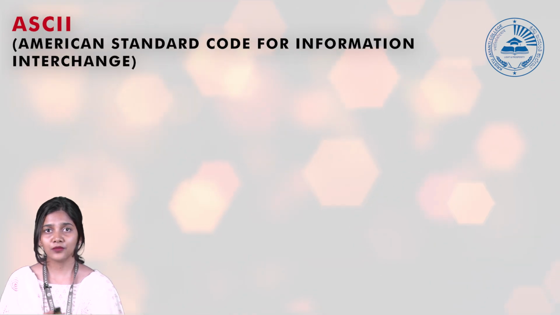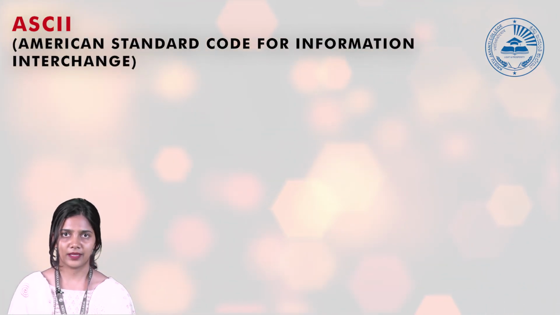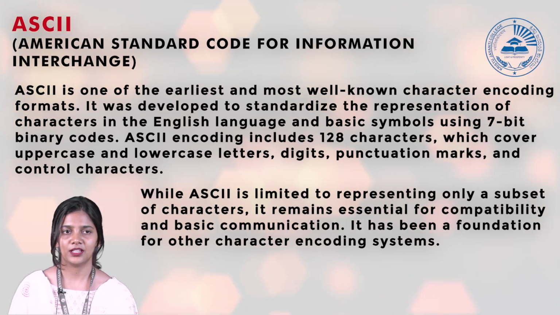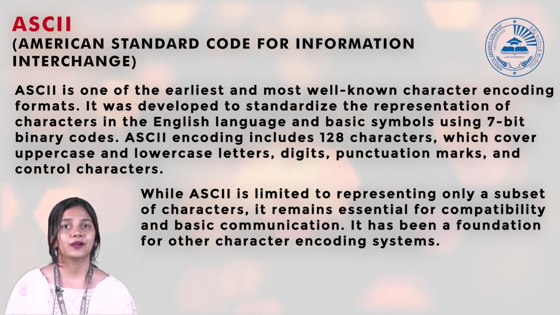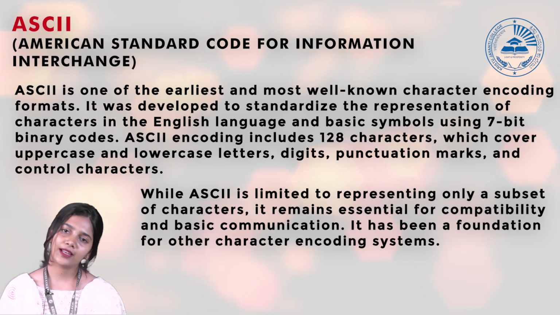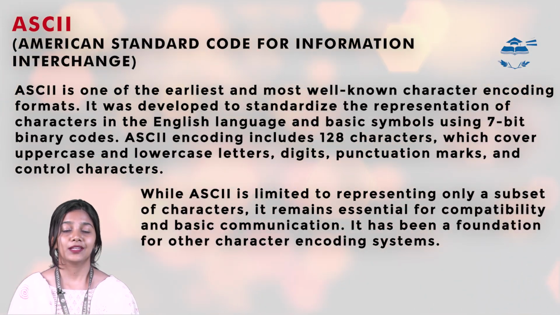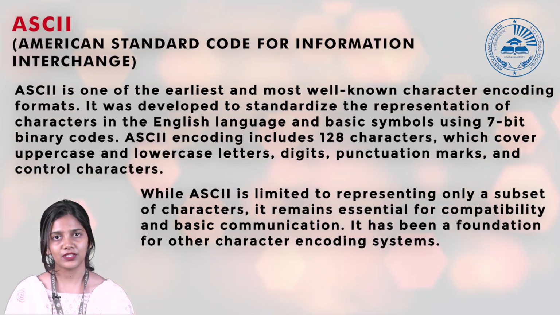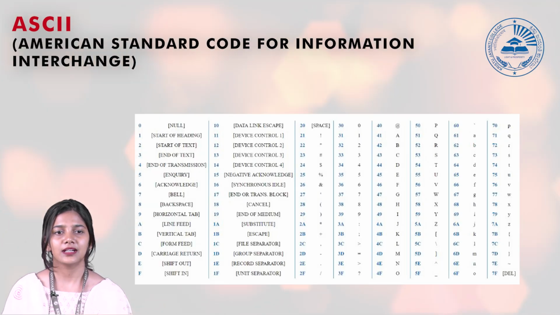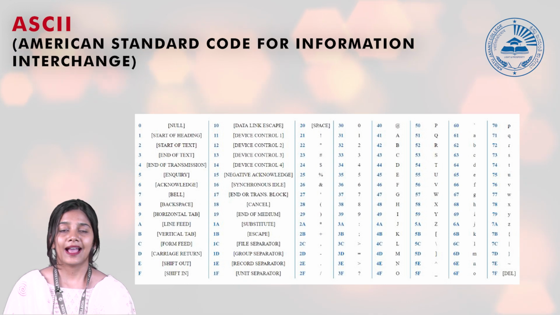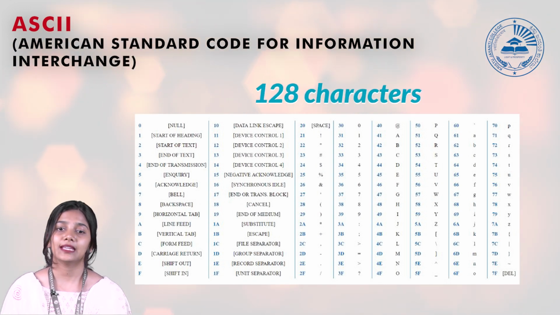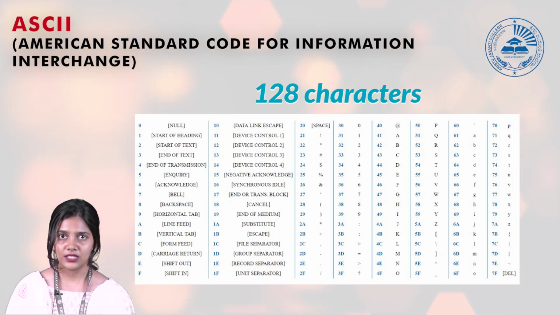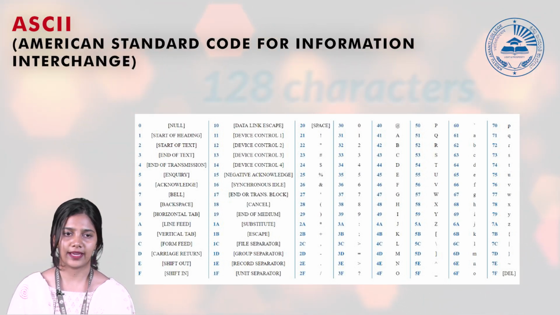Now, moving on to different types of character encoding methods. The first one is American Standard Code for Information Interchange, which is ASCII encoding. It is one of the earliest and most well-known character encoding formats. It was developed to standardize the representation of characters in the English language and the basic symbols using a 7-bit binary code. ASCII encoding includes 128 characters, which covers the uppercase and lowercase alphabets, digits, punctuation marks, and control characters.